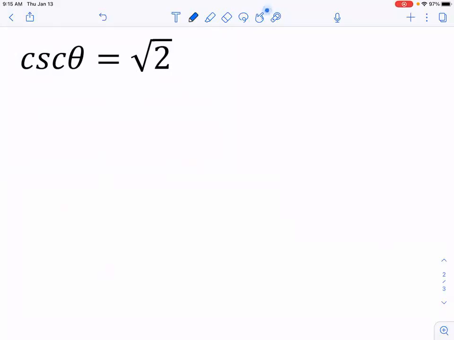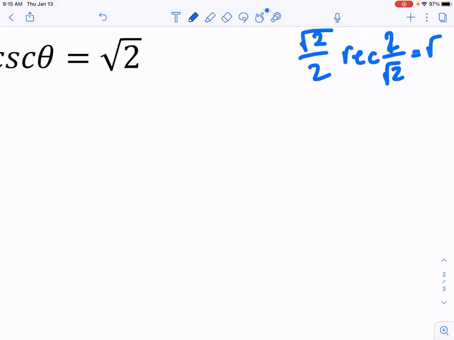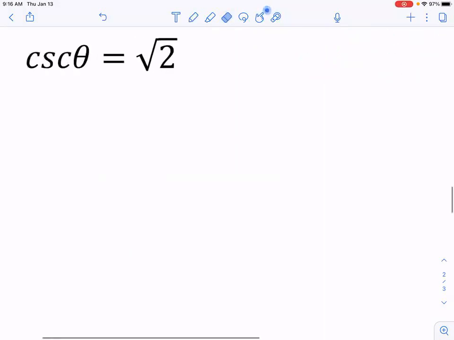Okay, Nate, you see that radical 2 up there. What angle is the number radical 2 typically associated with? 45. Okay, 45 degree angle, right? If we take the reciprocal of radical 2 over 2, the reciprocal 2 over radical 2 simplifies to radical 2. Okay, so we're talking about our 45 degree angles.